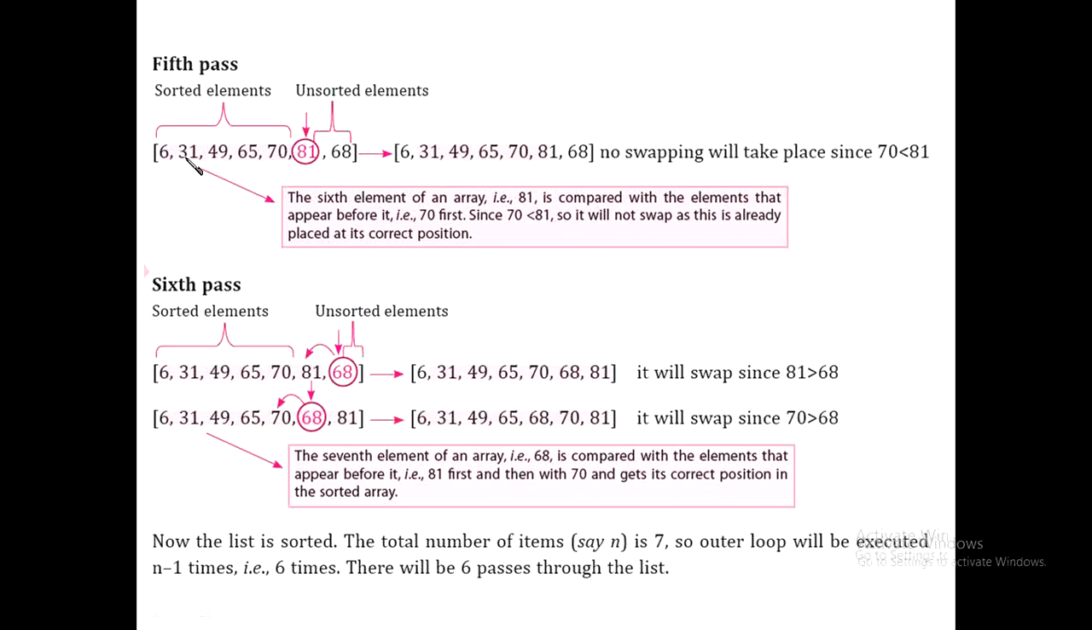In the fifth pass, the first 5 elements will be considered as sorted elements and the rest of the elements will be considered as unsorted elements. The same process we will apply. The first element will be compared with the sorted elements. After completing it, we will come to the sixth pass. Now the first 6 elements will be considered as sorted and the next will be considered as unsorted.